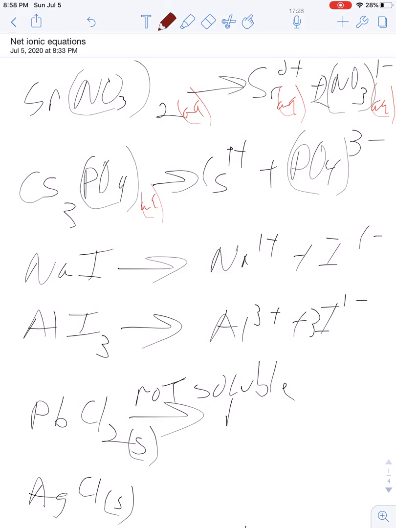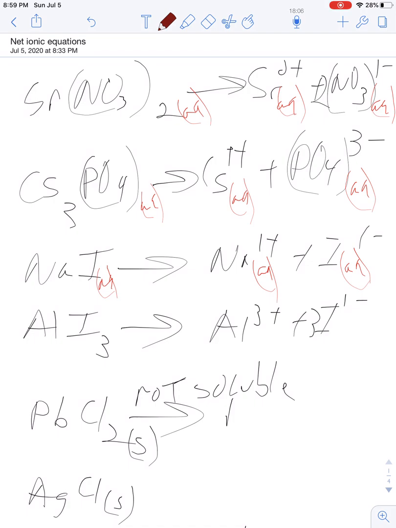Well, all alkalis are soluble in water, and ammonium compounds are soluble in water. So this is an alkali compound, so it will break apart. Okay. What about sodium iodide? Well, sodium is also an alkali, but you could also memorize the rule that all chlorides, bromides, and iodides are soluble in water. So this too will break apart.